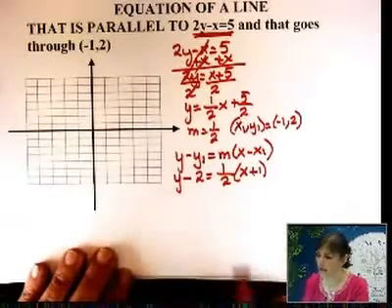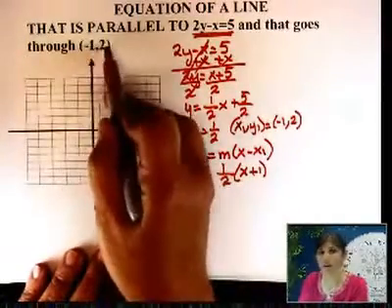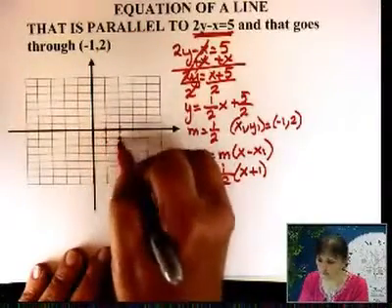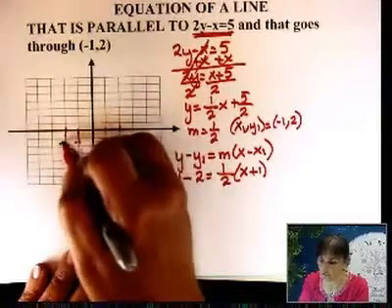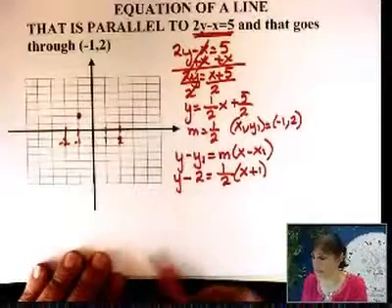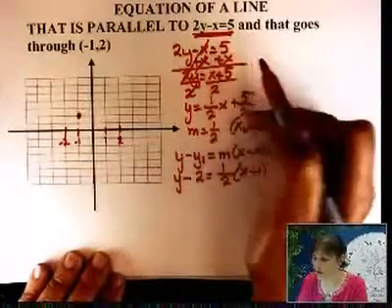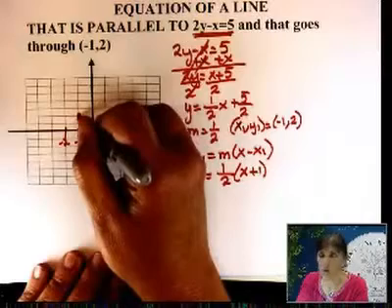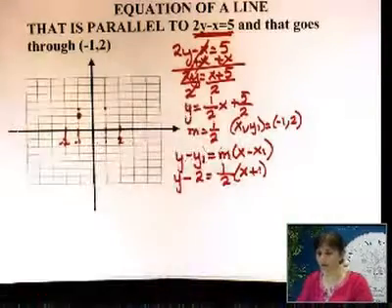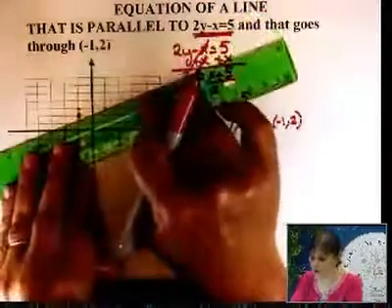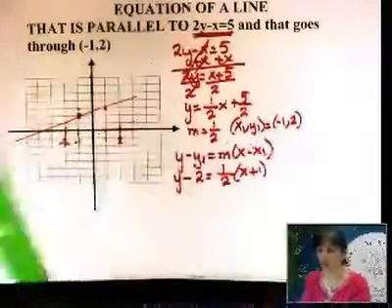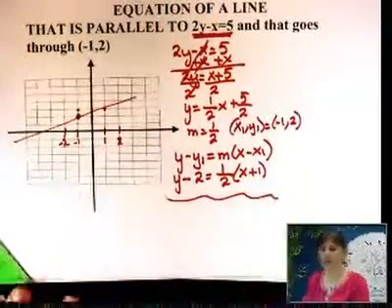Let's draw it. It is a line that has to go through -1, 2. Here it is. And then it has a slope of 1/2. Start with this. Go up 1, over 2. Here's my imaginary point. Draw. That is the second line that I was looking for that has that equation.